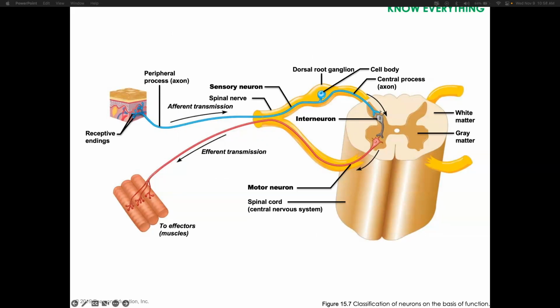And then that signal will travel up the axon via an afferent transmission to the central process of the axon, which synapses with the interneuron. That signal is then processed by the interneuron in the spinal cord. The interneuron will then decide what response is needed and will send a signal down the efferent motor neuron to the effector, in this case, the muscles in your arm and your hand. And that signal will cause a reaction and allow you to quickly move your hand away from the stove.